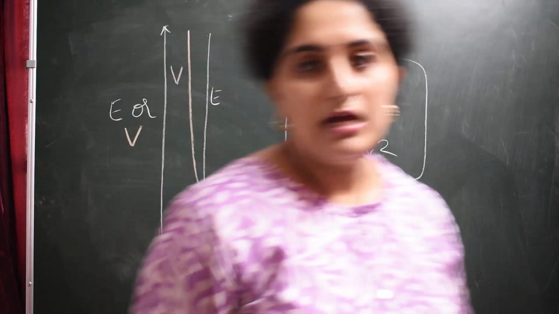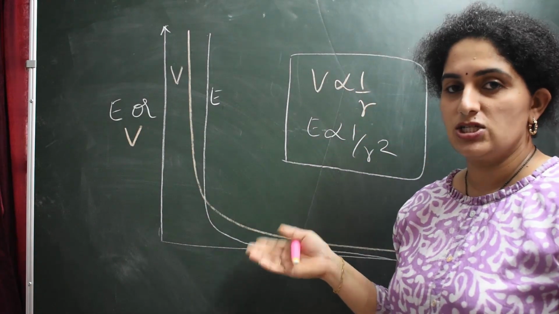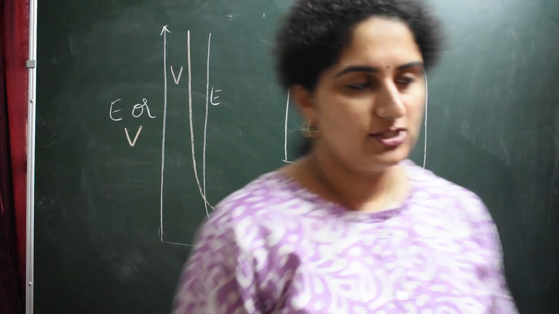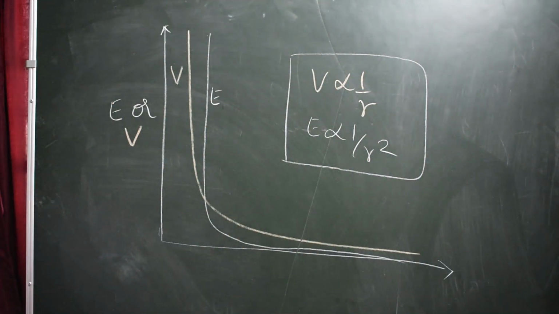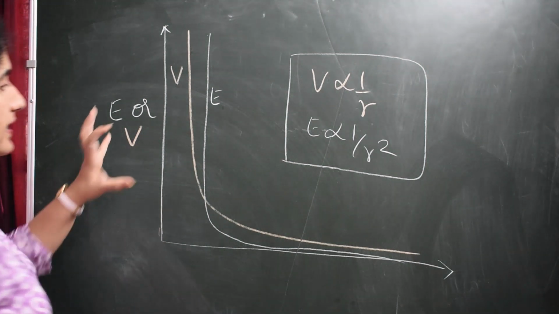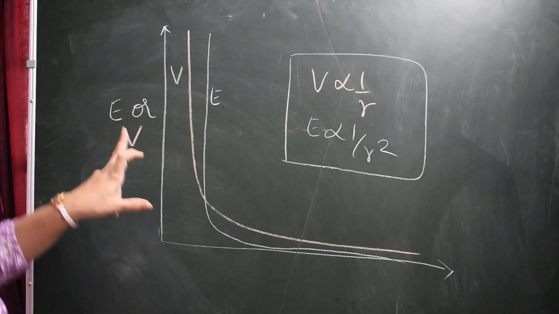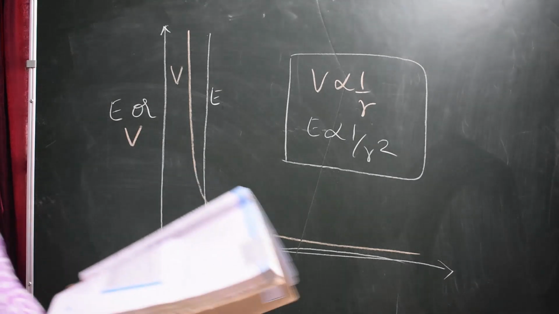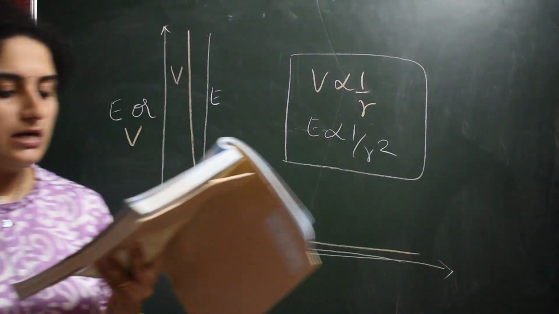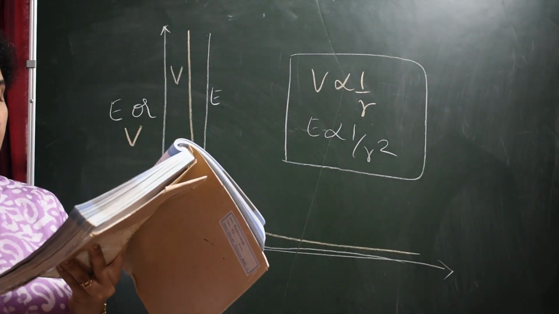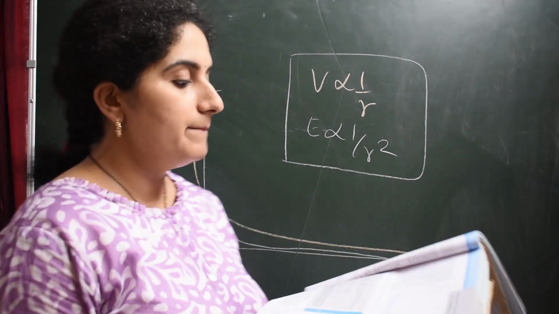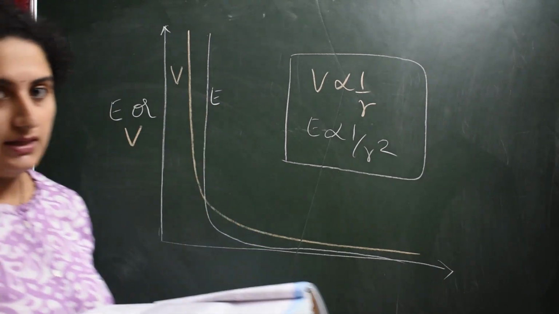In the next session we will see the electrostatic potential due to a dipole and other derivations. After this you have the example numerical in your textbook, so just go through that. It is based on this electrostatic potential. First you have to find out this electrostatic potential. Calculate the potential at a point P due to a charge of 4 into 10 to the power minus 7 located at 9 cm. So it is a simple one.